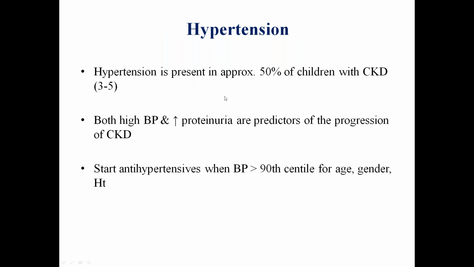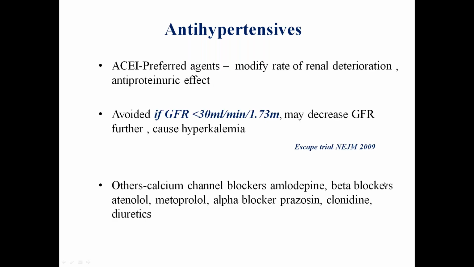But if you look at the overall CKD, almost 50% of these children have hypertension, and both the high blood pressures as well as increased proteinurias are predictors of progression of CKD in the pediatric population. So it is suggested that antihypertensives should be started once the BPs are more than the 90th centile for these patients for that age, gender, and height.